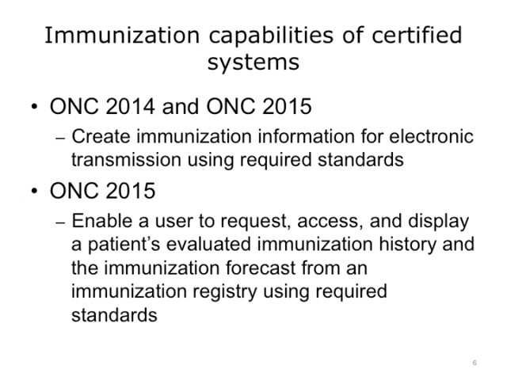Meaningful Use Stage 2 and Modified Stage 2 requires the use of ONC 2014 certified systems. Meaningful Use Stage 3, as well as other programs, such as the Merit-based Incentive Payment System, or MIPS, requires ONC 2015 certified systems. Both include the capability for immunizations to be recorded on EHRs and then transmitted to a public health authority. ONC 2015 adds a new capability. It enables a user to request, access, and display a patient's evaluated immunization history and the immunization forecast from an immunization registry using required standards.